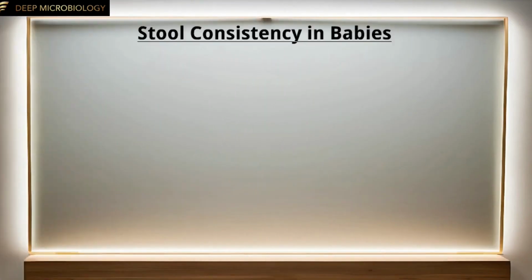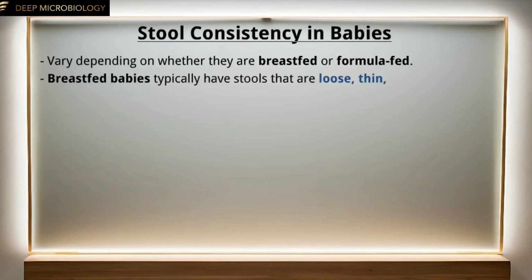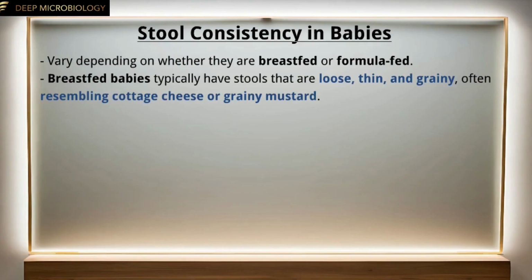Stool consistency in babies. A baby's stool consistency can vary depending on whether they are breastfed or formula-fed. Breastfed babies typically have stools that are loose, thin, and grainy, often resembling cottage cheese or grainy mustard. This texture is normal, though it can sometimes be mistaken for diarrhea due to its runny appearance.